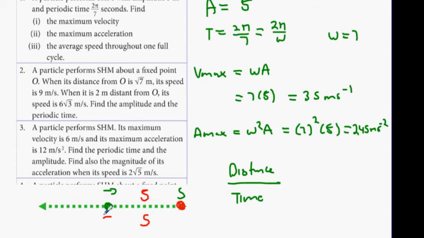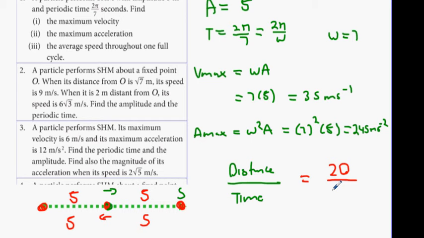Still haven't completed one full cycle. You get to here by covering another 5 meters. Then you come back to cover another 5 meters, and now you're back at the center, moving right. 4 times the amplitude is the distance covered in one cycle. Everybody got that? Distance covered in one cycle, 4 times the amplitude every time. So distance is 20. What's the time taken?